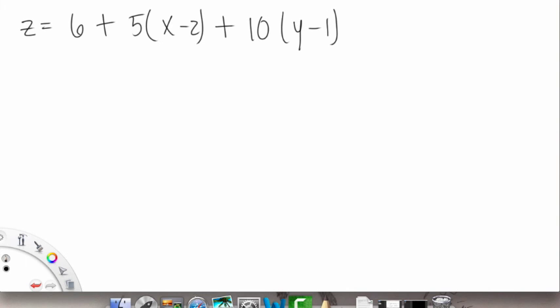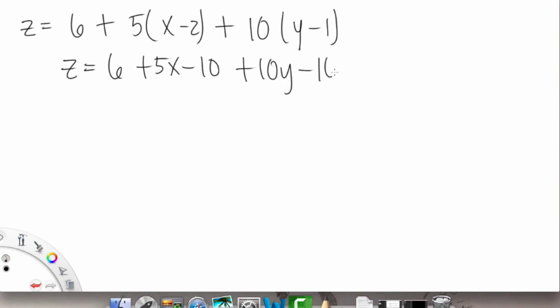So at this point, we can just simplify out. We'll get z is equal to 6 plus 5x minus 10 plus 10y minus 10. Okay? So what we're going to get is z is equal to 5x plus 10y, and when we combine the constants, we get 6 minus 20, which is negative 14.